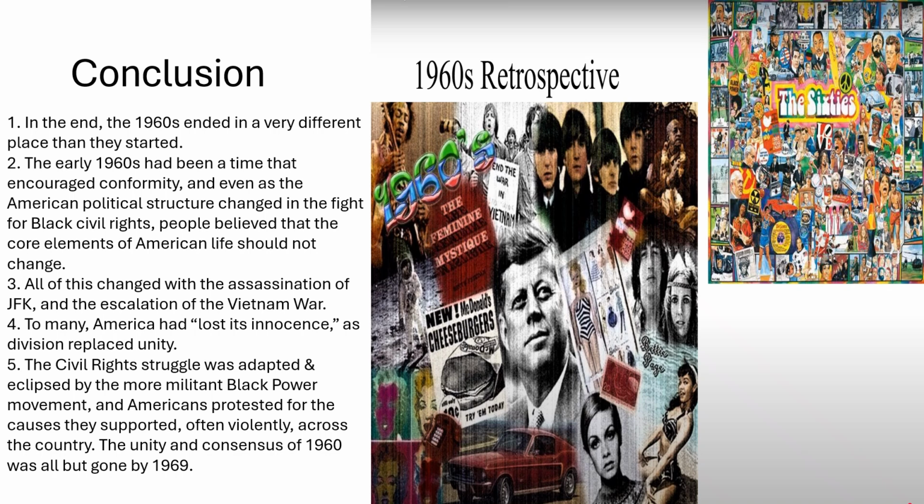And you're going to see protests from a variety of different causes in the 1960s. Protests against the Vietnam War, protests against mainstream American culture, protests for increased freedom of expression, and some of these protests will escalate to violence across the country. The unity and consensus of 1960 is going to be all but gone by 1969, and politicians like Richard Nixon are going to use this division to actually rebuild their political careers and get back into the White House.